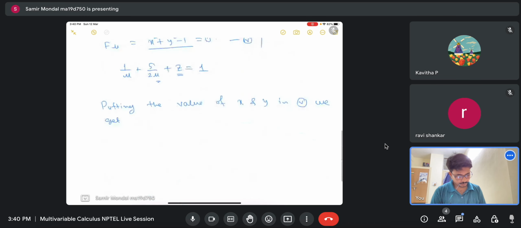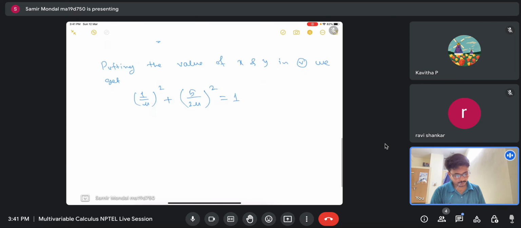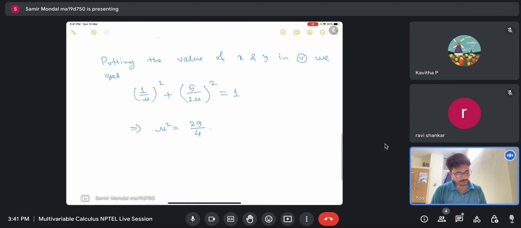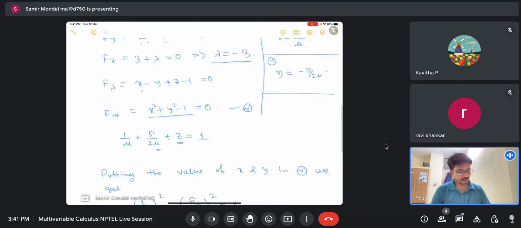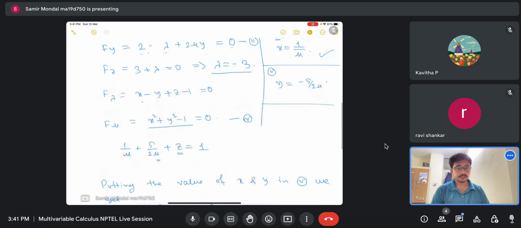Okay, put 1 by mu square, y is 5 by 2 mu square equal to 1. So from here we will get, I'm directly writing the answer, 29 by 4. Definitely you have to check it. Then put the value of mu, x, here, here and here.